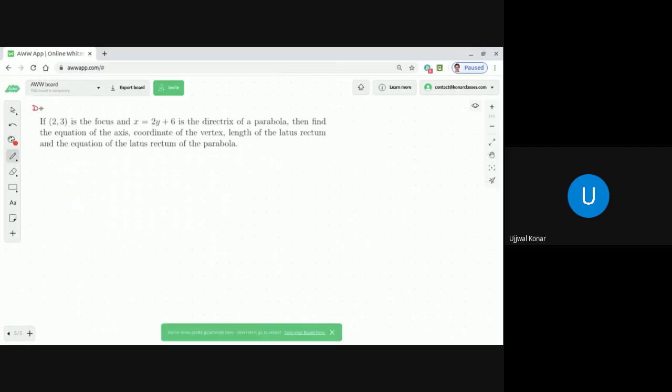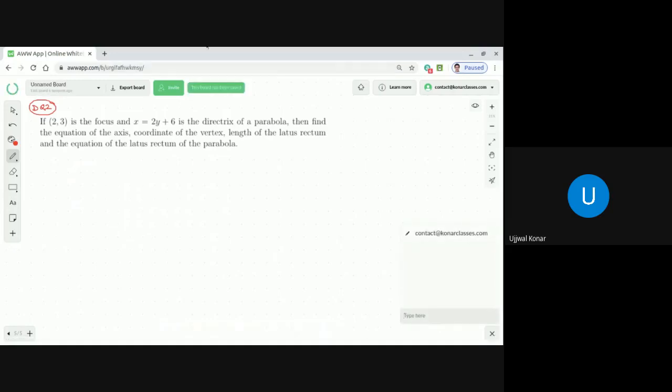So this is the second descriptive question from parabola. Now, as you see, (2, 3) is the focus and x = 2y + 6 is the directrix of a parabola, then find the equation of the axis, coordinate of the vertex, length of the latus rectum, and the equation of the latus rectum of the parabola. These are the things we need to find out.